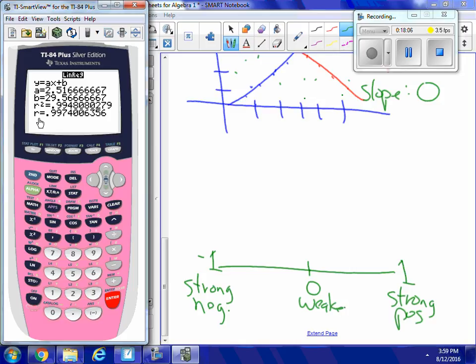So by having a number like 0.997, if R is equal to 0.997, that is telling you it is a very strong positive correlation. So your calculator is going to help you find that super quick, as long as you know how to enter in the data properly.